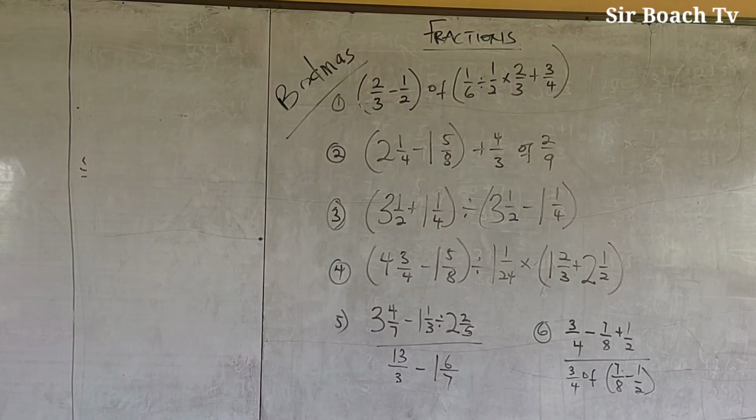So I'm explaining question 5 and 6. You solve the numerators, then you solve the denominators also separately. Then after that, you will split it up and make it the real division. Then you solve it and get your answer.